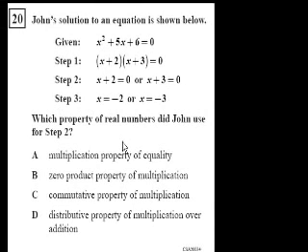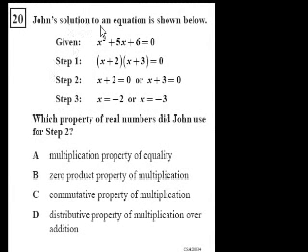Okay, this is one of those where we have to pinpoint the incorrect step. John's solution to an equation is given below. For which step of real numbers, which property of real numbers did John use for step 2? Okay, so we don't even have to look at step 1. We just have to say, okay, how did he get from there to there?